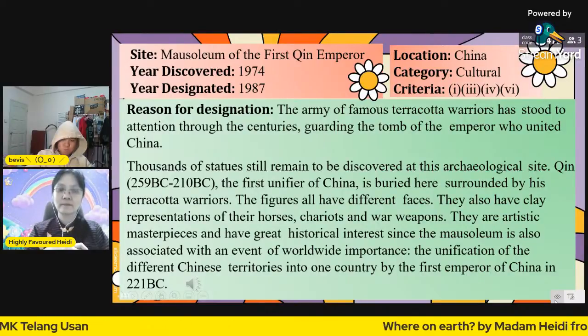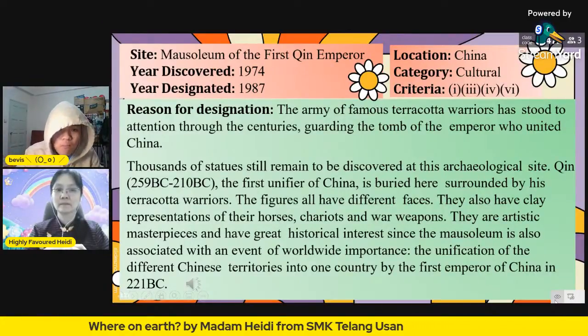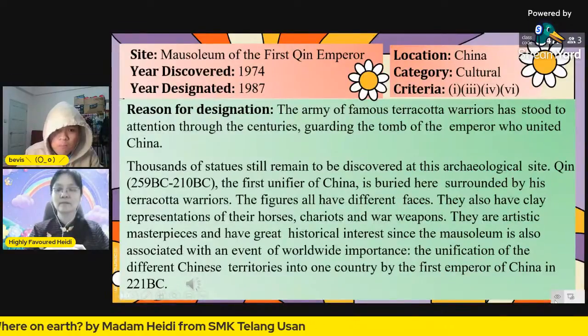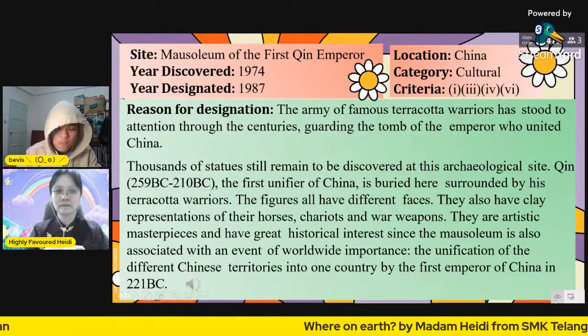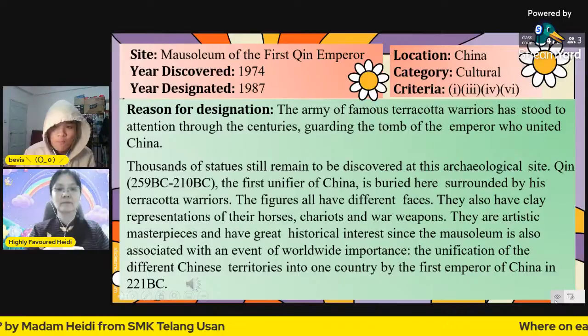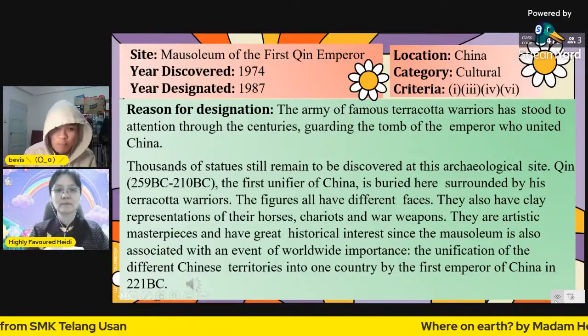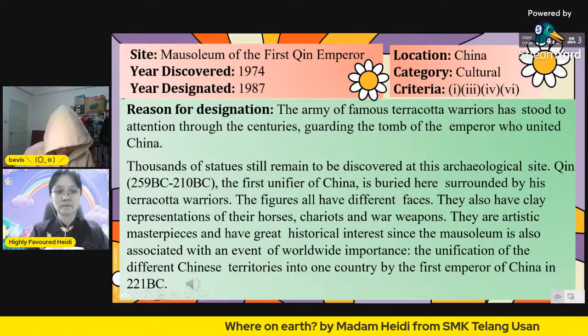Reason for designation. The army of famous terracotta warriors has stood to attention through the centuries, guarding the tomb of the emperor who united China. Thousands of statues still remain to be discovered at this archaeological site. Qin, 259 BC to 210 BC, the first unifier of China, is buried here, surrounded by his terracotta warriors.